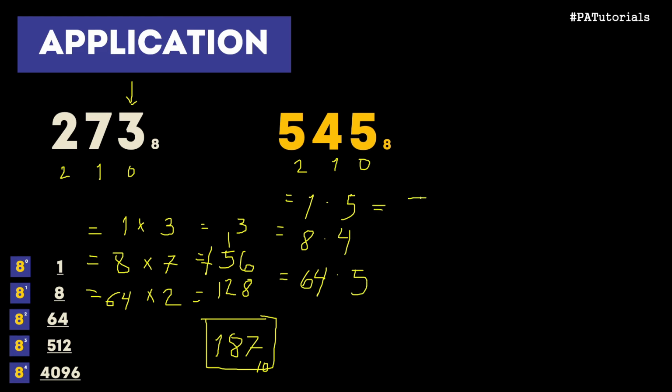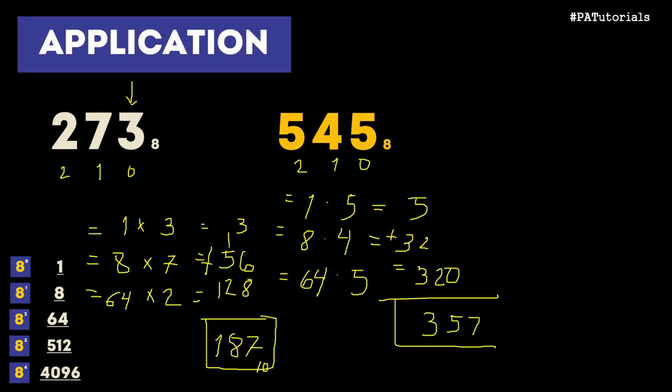Okay? So, 1 times 5, that would be 5. 8 times 4, that would be 32. Then, 64 times 5, that would be 320. So, i-add lang natin all in all lahat. So, 5 plus 2, that would be 7. 3 plus 2, that would be 5. And 3 would be bring down. At ang sagot natin dyan would be 357 base 10. Okay? Now, let's try this example naman. We have here 120 base 8.